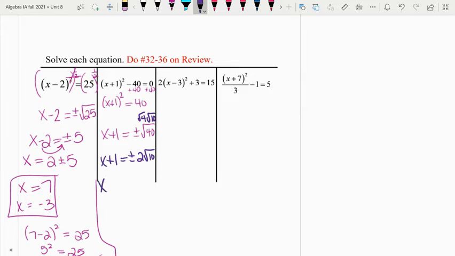Move your 1 over, or subtract 1 on both sides. I'm going to just draw an arrow there. So I'm going to move the 1 to here. So x equals negative 1 plus or minus 2√10.